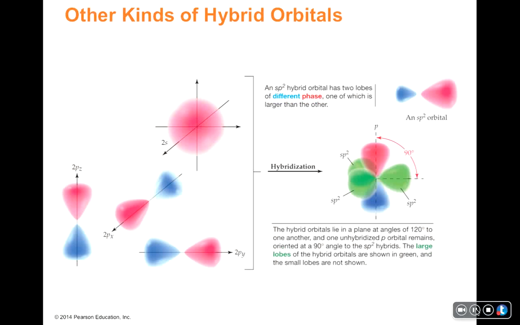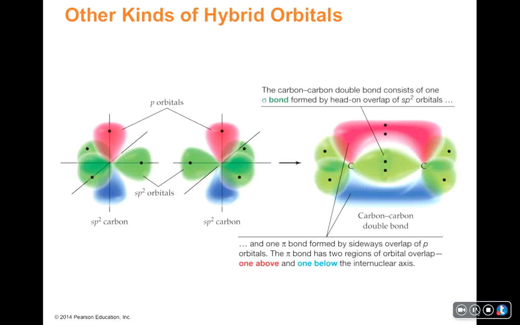Another thing to point out here is because we put an s and 2 p's into the pot, we still have a p orbital that's left. And that's what you're seeing there in that shape on the right. So there is a p orbital that's left there, and that will come into play in the next part here.